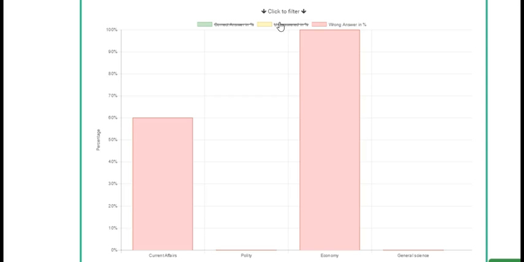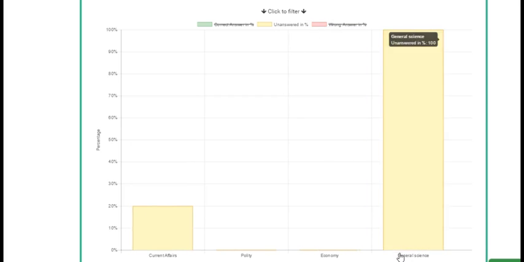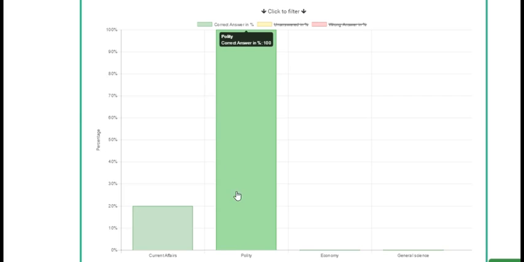If you want to see only the unanswered, in general science unanswered is high, and if you want to see only the correct answers, in polity the percentage of correct answers is high. Like that, you can analyze all three.